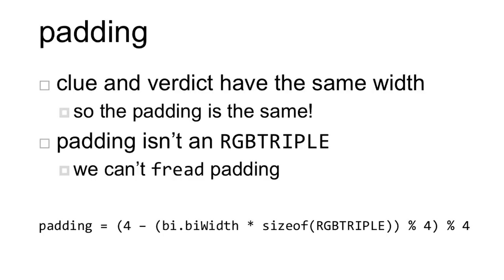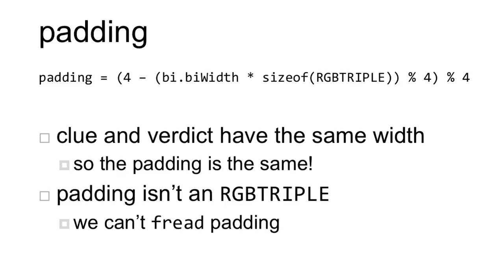It's important that we have a firm grasp on the concept of padding, but we don't need to come up with the equation because it's provided for us at the bottom of the slide, in the specification, and in the distribution code. If we look at the formula, then we see that the 2 parameters are the BI width and the size of the RGB triple. Now, the size of an RGB triple is always going to be 3 bytes, so the only thing that will ever change is the BI width. Now, in this case, the clue and the verdict have the same width because all we're doing is changing the colors of the pixels. So the padding is going to be the same.